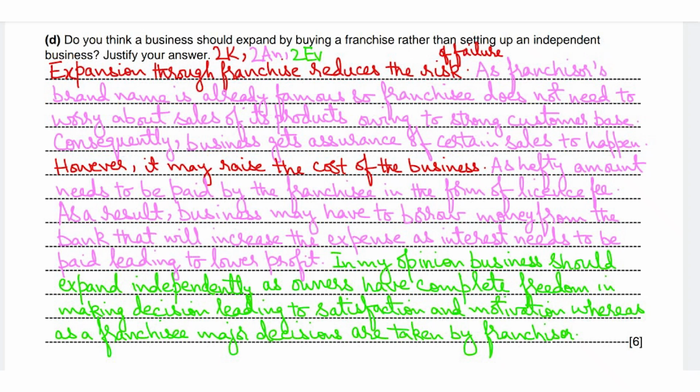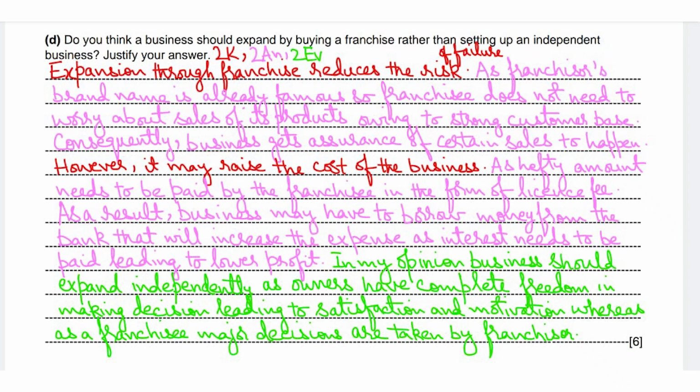It may raise the cost of the business. Knowledge, color in red. And now I'll mention why would cost increase or how would it impact the business. As hefty amount needs to be paid by the franchisee in the form of license fee, of course. As a result, again connective, okay, I am building my analysis now. Business may have to borrow money from the bank. That will increase the expense as interest needs to be paid, leading to lower profit. Now you can see that I have comprehensively demonstrated my analysis. So end result is lower profit because of higher cost.